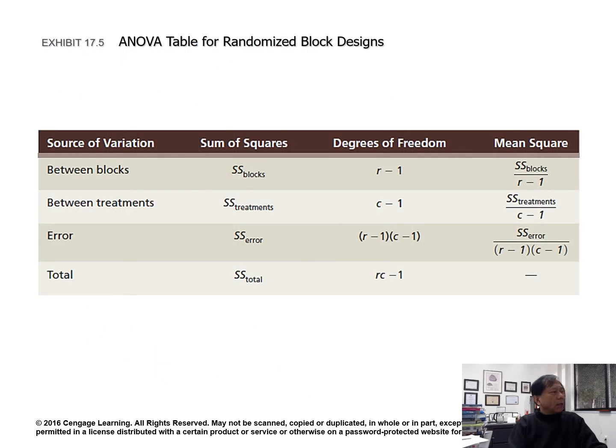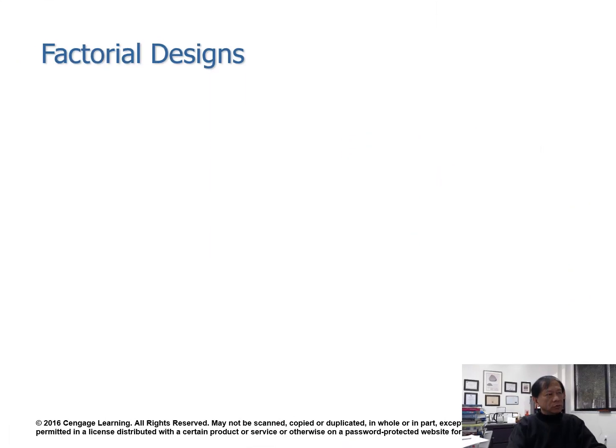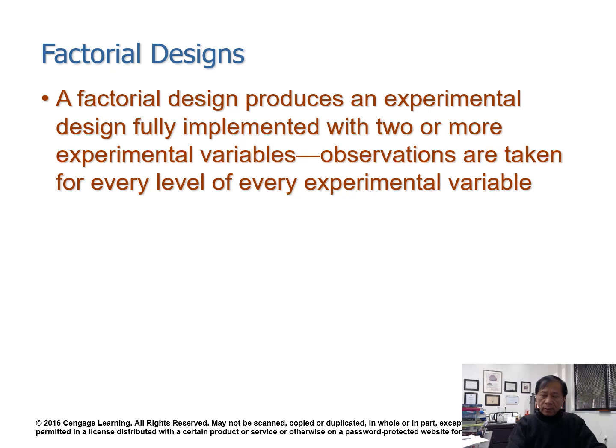Here again, you need to understand this table that summarizes all the calculations and equations for ANOVA for randomized block design. You take the sum of squares for the blocks and its degrees of freedom, divide to get your mean square, and then you do the same thing for the treatment, between treatments, degrees of freedom, and then mean squares. Do that for the errors, and then you have your sum of squares total. You use the ratio of these to get your F statistic.